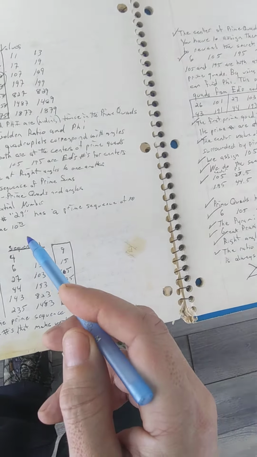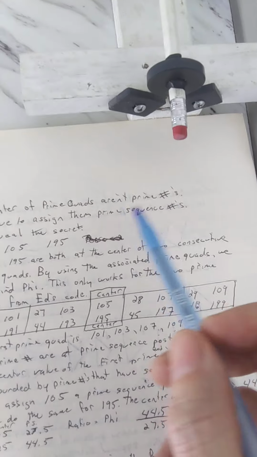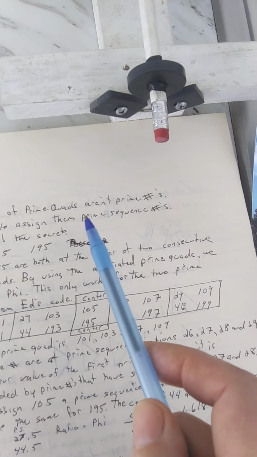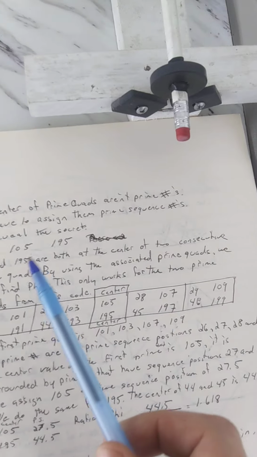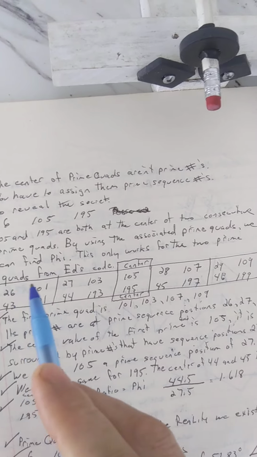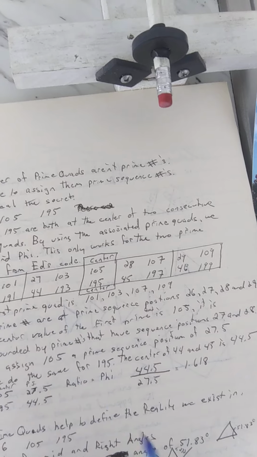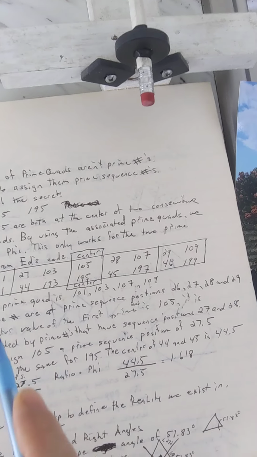Fibonacci and prime quads. Okay, here's how it runs in prime quads. I'm just going to show you the numbers in the graph. This shows the prime sequence numbers next to the prime numbers that make up the prime quadruplets. Okay? The centers of the prime quads are not prime numbers. You have to assign the prime sequence numbers to them to reveal the secret: 6, 105, and 195. 105 and 195 are both at the center of the two consecutive prime quads. By using the associated prime quads, we can find phi.